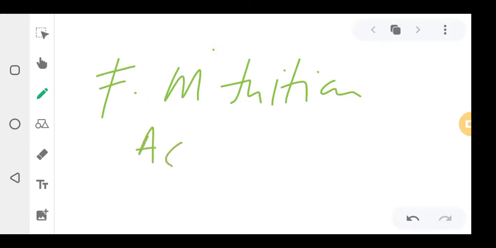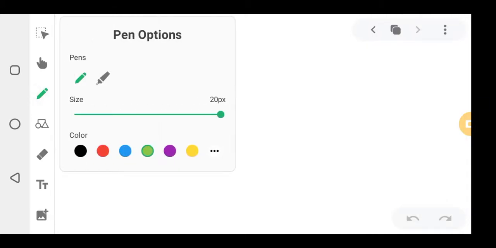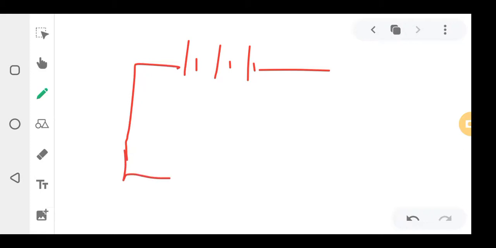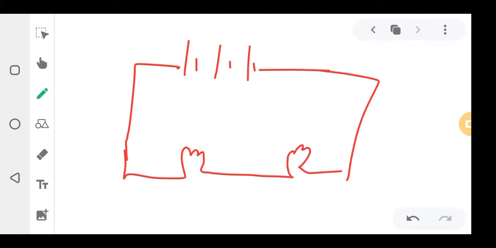So today we're looking at questions that usually come in electricity. Sometimes they can give you a question where they bring a battery like this. They can bring even three batteries like that, okay? And then they can bring a bulb here, and even another bulb there. So this is a bulb and that is a bulb.